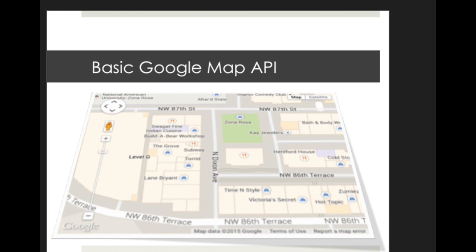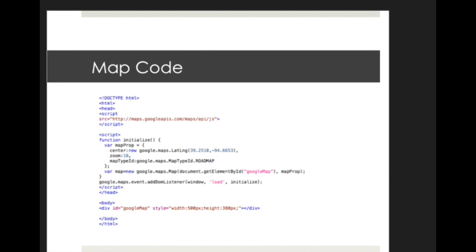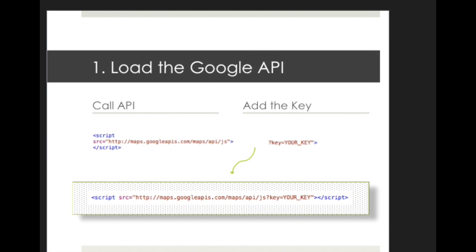Okay, now this is the one I'm going to take you through creating. This is just a very basic map of Zona Rosa, and this is the code that it takes to make that, and that's it. It's very simple. I'll break it down now. The first step in putting that code together is to call the API, which is this part right here, and then add the key, which you'll get from Google Maps. You can request one for free, and then you'll add that in here, and this will be what it looks like, except for this part, which is your key once you get it.